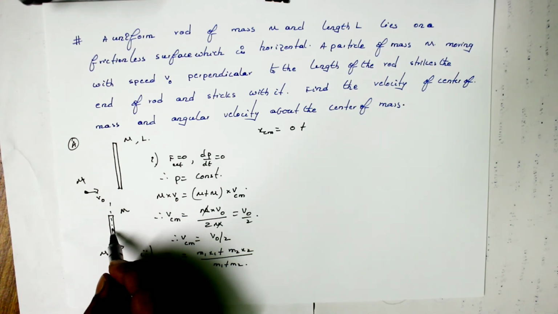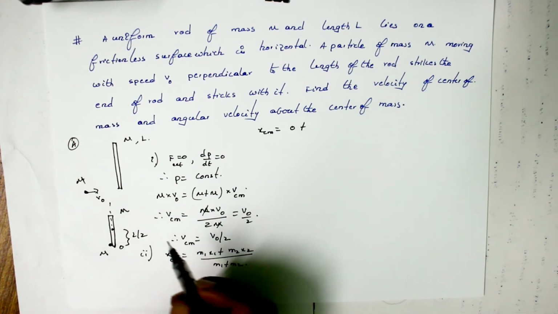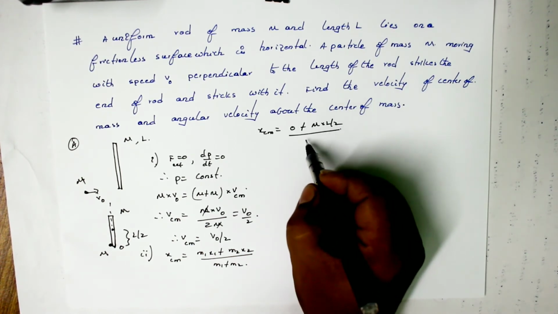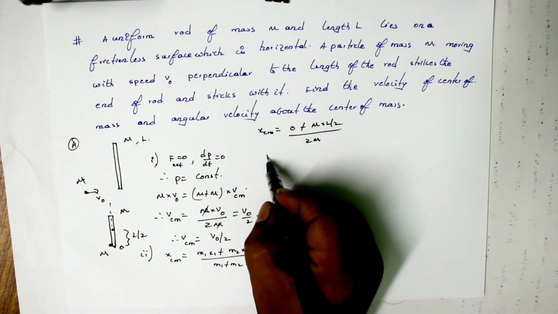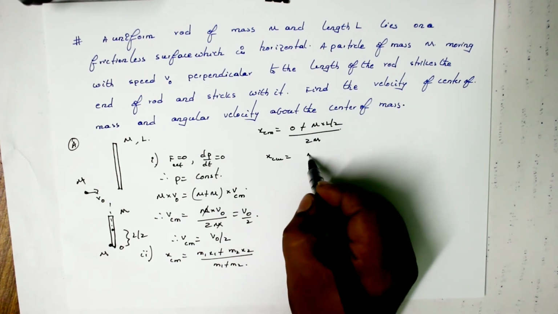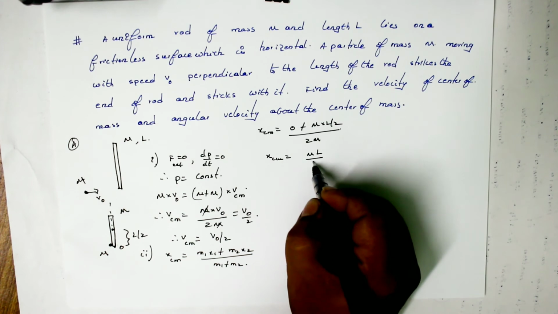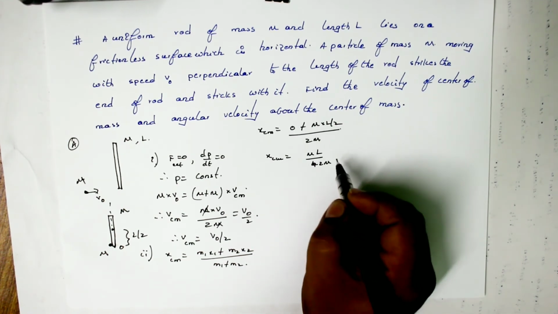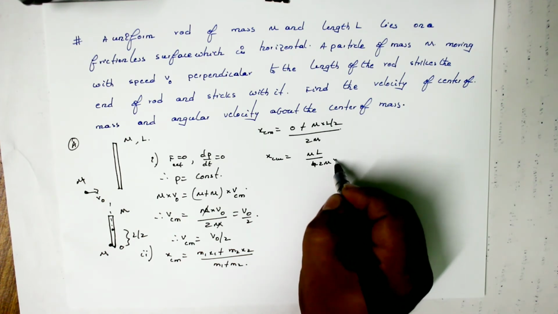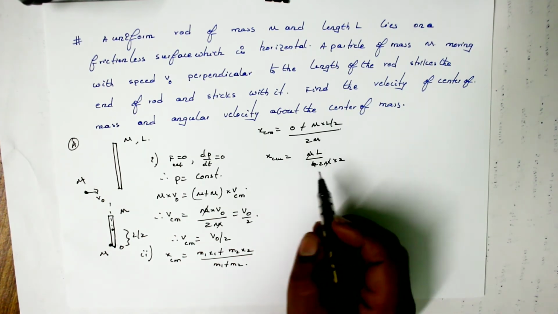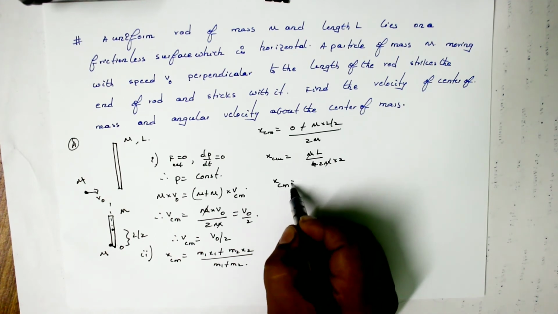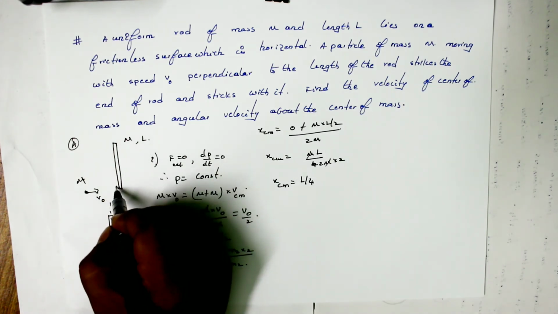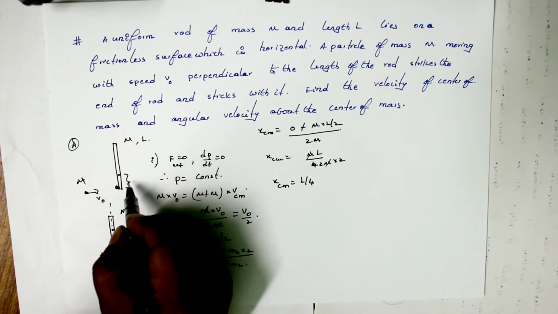So x center of mass is equal to m into 0 plus, now for this rod, its center of mass lies at a distance of L by 2. So 0 plus m into L by 2 divided by m1 plus m1, which is 2m. So x center of mass is equal to mL by 2 divided by 2m. The m and m get cancelled. So x center of mass is equal to L by 4.